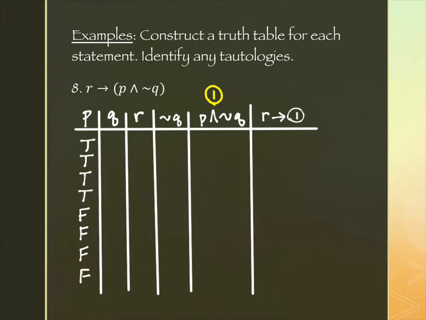Any ideas on the second one then? Yeah, the second column ends up kind of looking like an expanded version of column P from the previous slides. True, true, false, false. True, true, false, false. How about the third column? Yeah, they oscillate in that third column. True, false, true, false, true, false, true, false.